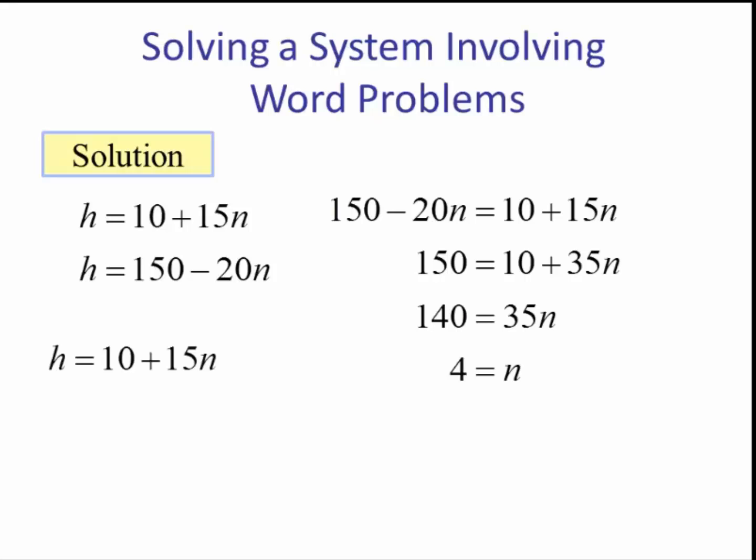To find the height, we pick one of the equations. I'm going to use the first one. We substitute 4 for n, and we see that the height is 70. So in 4 minutes, the two balloons will have the same height, and that height will be 70 meters.